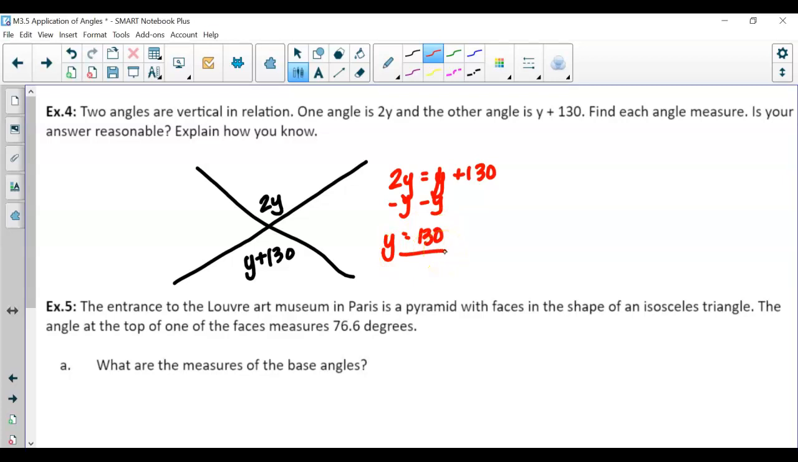Now it's asking though about the angle measures. So here, for example, if I were to plug this in, you get an angle measure of 260 degrees. So is this reasonable? No, because in the end, your angle measure needs to be less than 180 when you're working with vertical angles. So if this was a full circle situation, fine. But with vertical angles, you're going to have that linear pair here. So this needs to be less than 180 degrees.